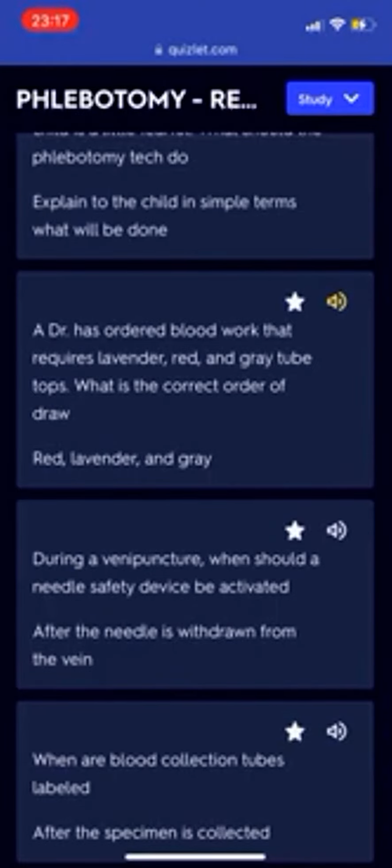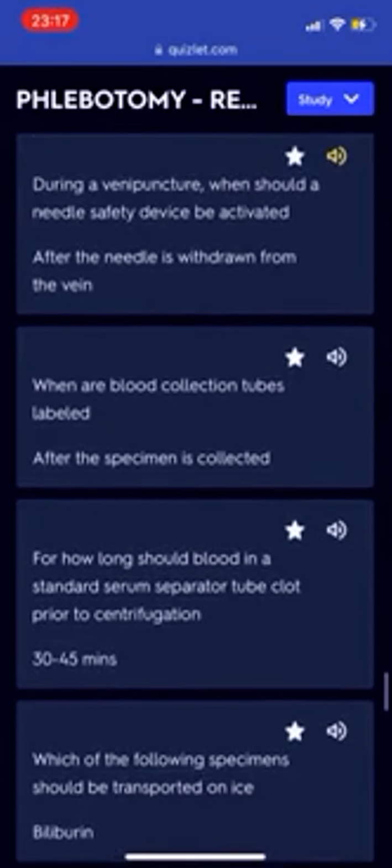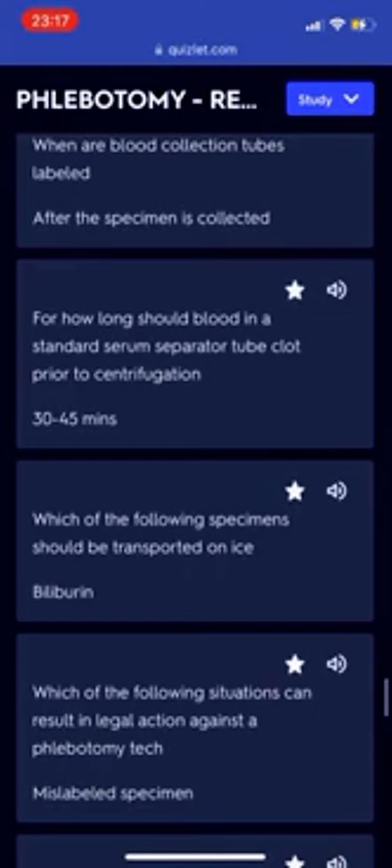Red, lavender, and gray. During a venipuncture, when should a needle safety device be activated? After the needle is withdrawn from the vein. When are blood collection tubes labeled? After the specimen is collected.